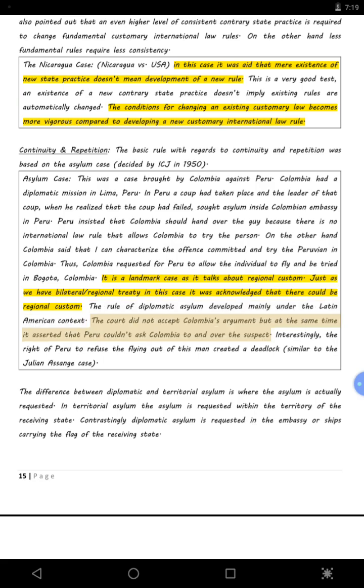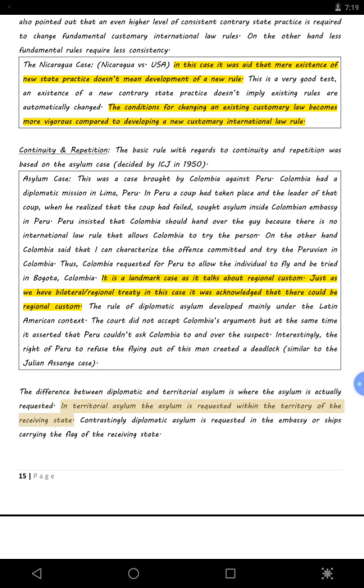The court did not accept Colombia's argument, but at the same time it asserted that Peru couldn't ask Colombia to hand over the suspect. Interestingly, the right of Peru to refuse the flying out of this man created a deadlock, similar to the Julian Assange case. The difference between diplomatic and territorial asylum is where the asylum is actually requested.